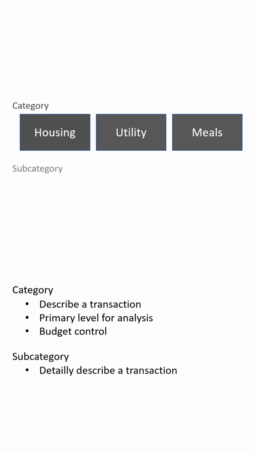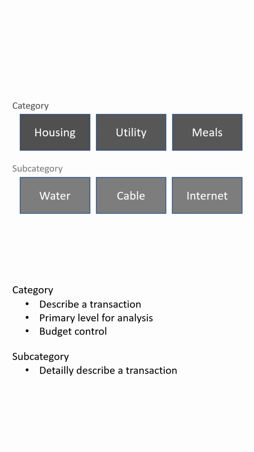Subcategories are complementary levels used to describe transactions in more detail. For example, you can register transactions with subcategories such as water, cable, and internet under the utility category, instead of lumping everything together. Transactions registered with subcategories will automatically roll up to the main category for analysis and budgeting purposes. The amount spent on water, cable, and internet will be reflected in the utility category automatically. The use of subcategories is optional throughout the app.